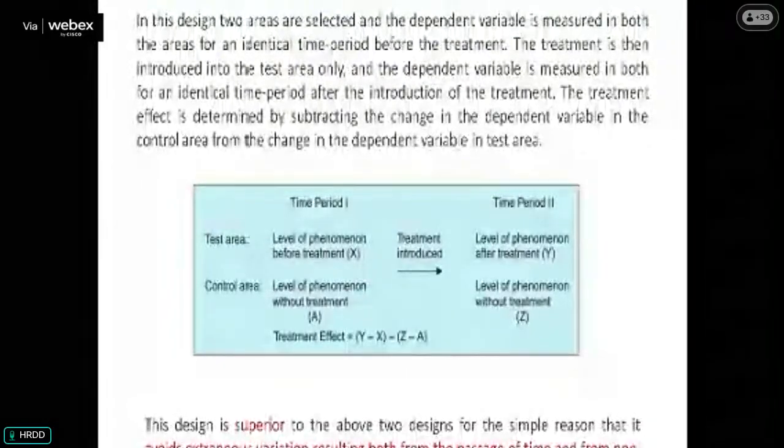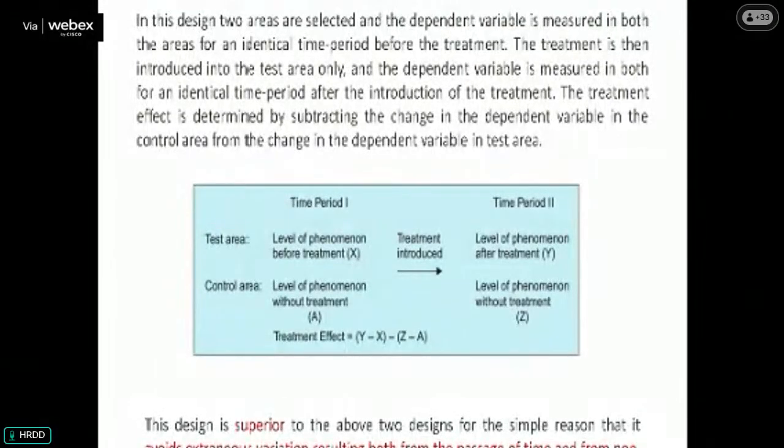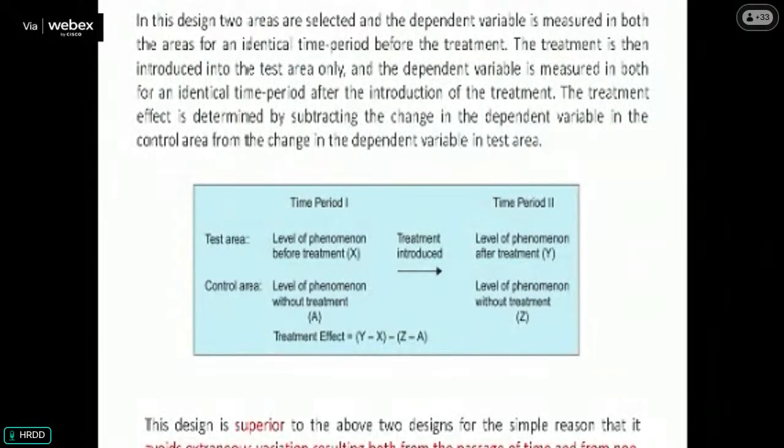Here the treatment effect is determined by subtracting the change in dependent variable in the control area from the change in dependent variable in the test area. So whatever the treatment effect in the test area, if you subtract whatever there is in the control area, this will yield you the treatment effect, and you can test your hypothesis between the fertilizer and the product yield. This design is superior to the above two designs for the simple reason that it avoids extraneous variation resulting from both. Previously, we removed the passage of time, but here the passage of time and non-comparability of the test and control areas will also be removed.